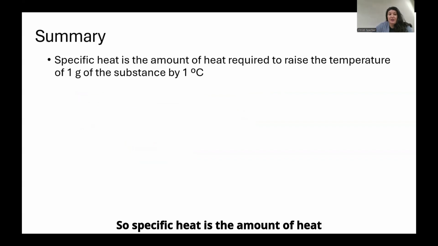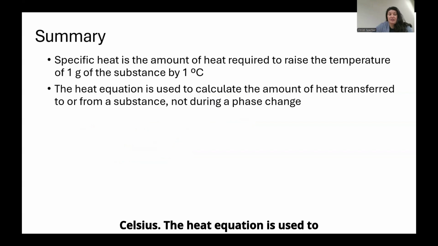So specific heat is the amount of heat required to raise the temperature of 1 gram of the substance by 1 degree Celsius. The heat equation is used to calculate the amount of heat transferred to or from a substance not during a phase change.